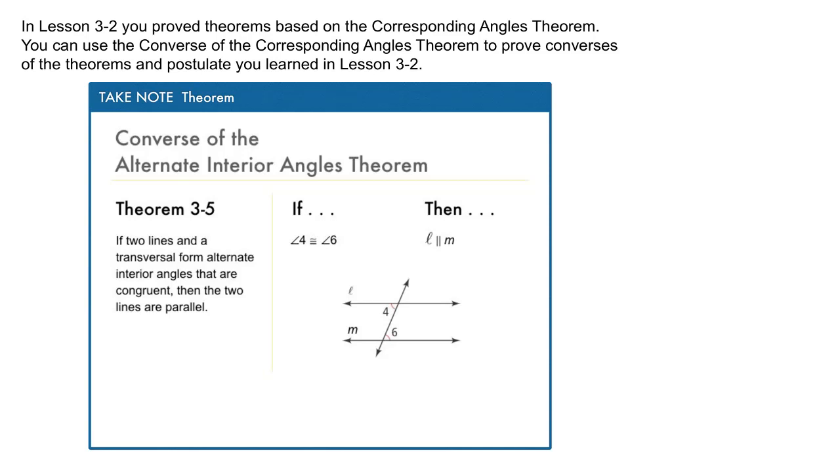It states that in this case, using this diagram, if angles 4 and 6 are congruent, then we know that lines L and M are parallel. Theorem 3-5, the converse of the alternate interior angles theorem.